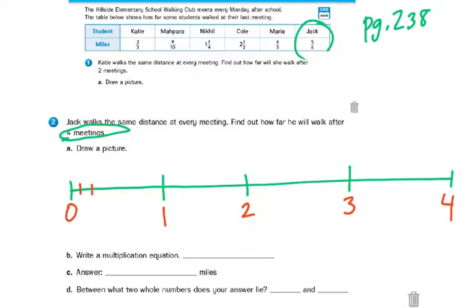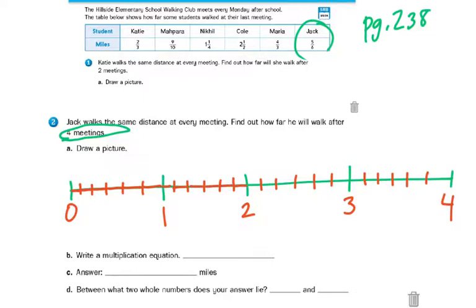1, 2, 3, 4, 5. So even though I was counting 5 slash marks, look how many equal parts it is. It is 1, 2, 3, 4, 5, and 6.